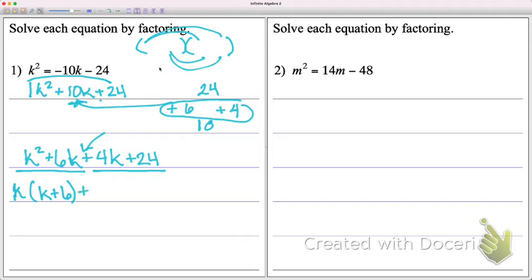Plus, what does 4k plus 24 have in common? 4. What do I have left? k plus 6. Now, if I did it right, these are the same. Are they the same? Yes. So I can factor out a k plus 6 and I'm left with what? k plus 4. Do the next one on your own.